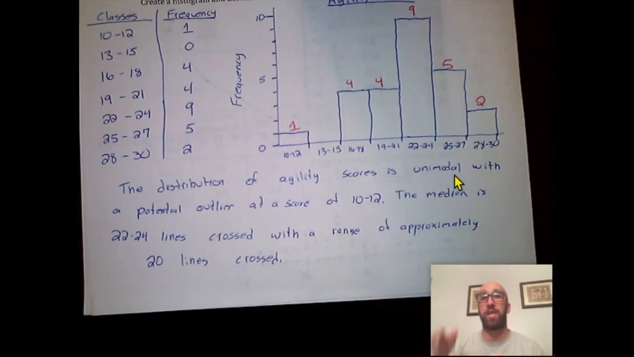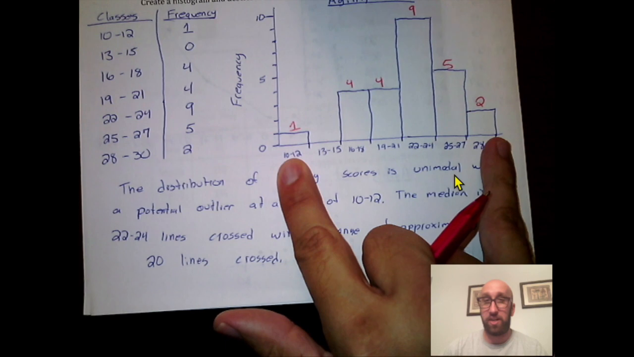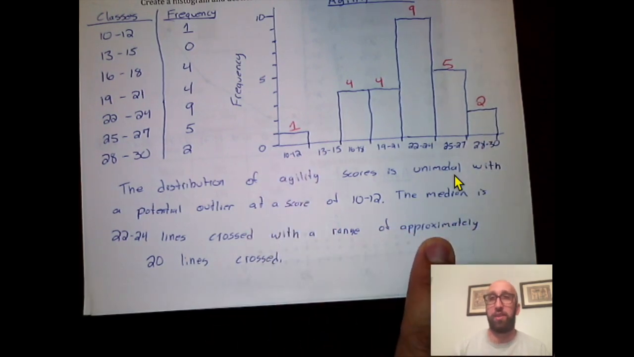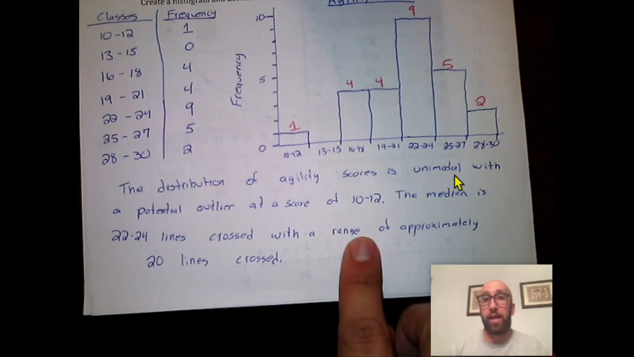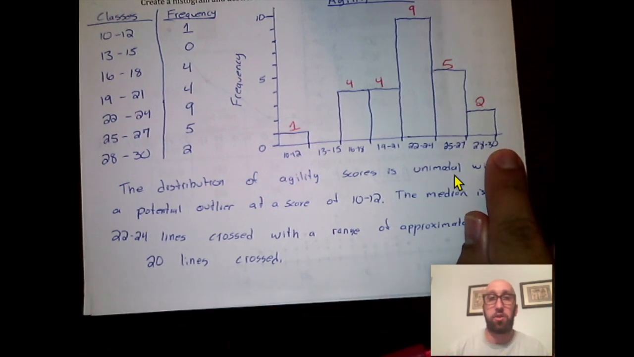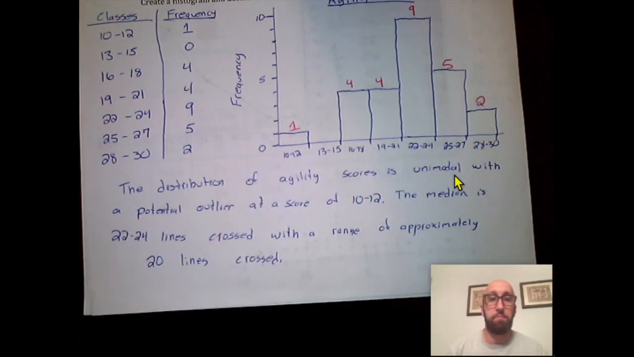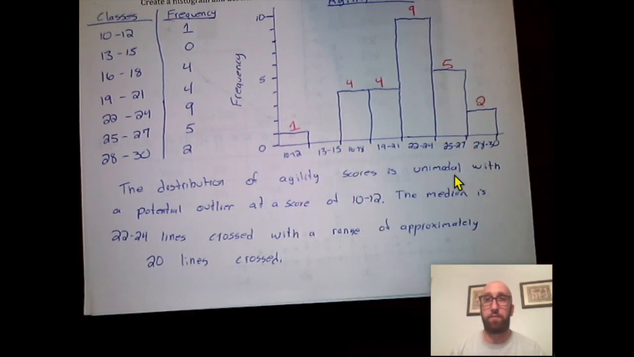So remember, range is the highest number minus the lowest number. I don't know specifics on what the data points are in here. So for the range, I put the word approximately in there because I just was not sure. The highest possible number we could get is 30. The lowest possible number we can get is 10. 30 minus 10 being 20. So 20 lines crossed, because I don't have specific figures.